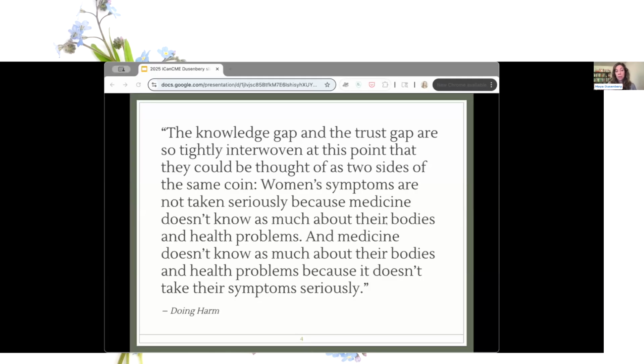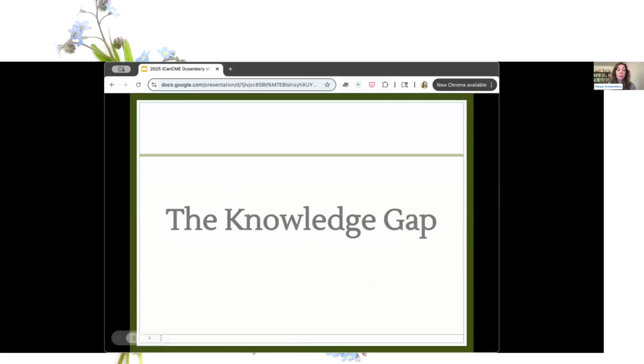So I'm going to talk briefly about how both of these gaps sort of came to be, and then we'll look at how they contribute to disparities in diagnosis and treatment, and then look at ME as an example of how they've led to the neglect of female predominant conditions.